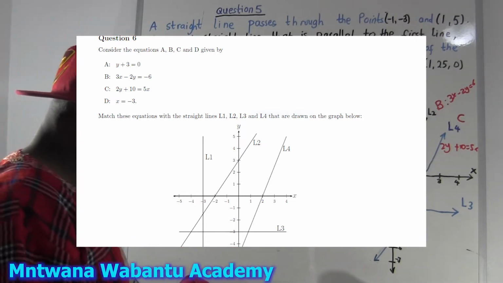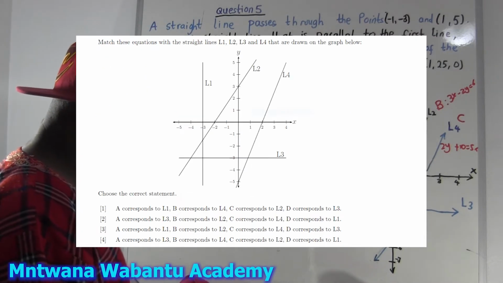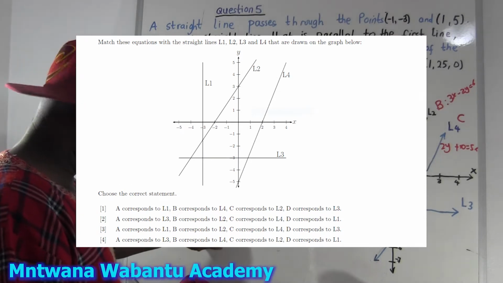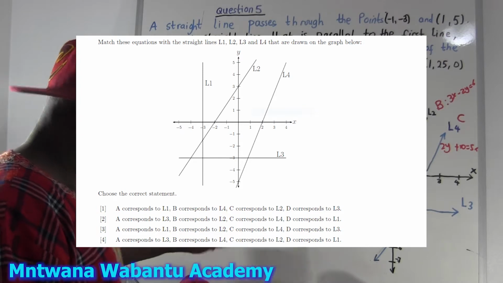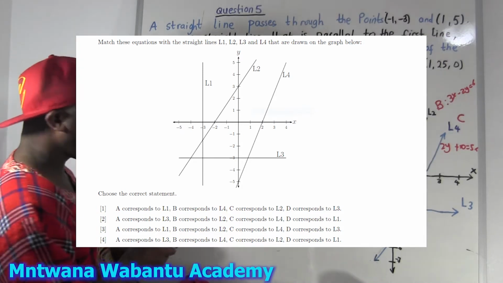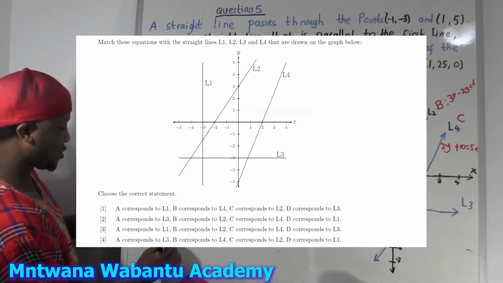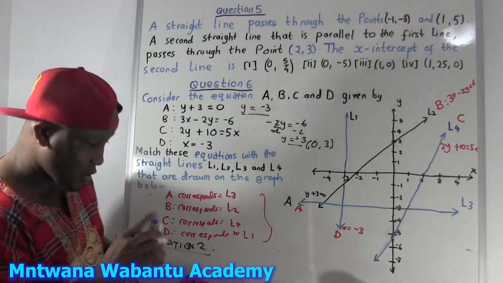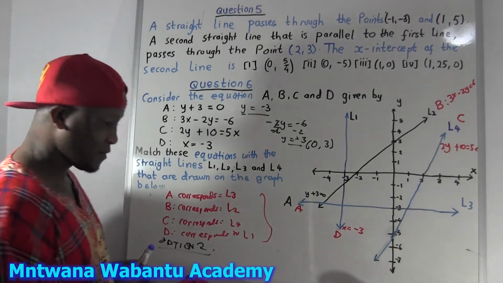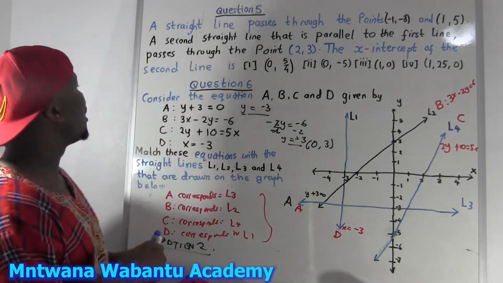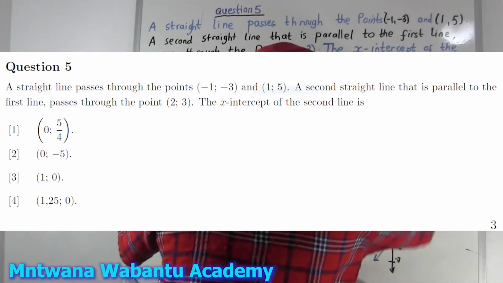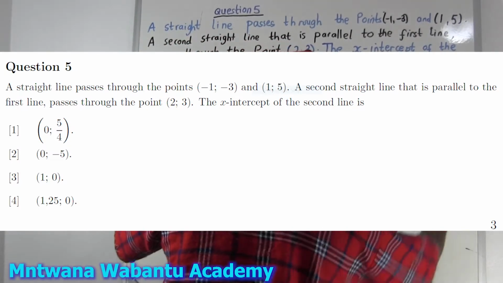So now A corresponds to line 3, and then line 2. So option 2. If I'm checking the options, I'm going to touch option 2. I believe so, but check the question carefully, because sometimes you also have to have a look. Okay, so we're done with question number 6. Now let's go to question number 5. Easy, man. Let's go.